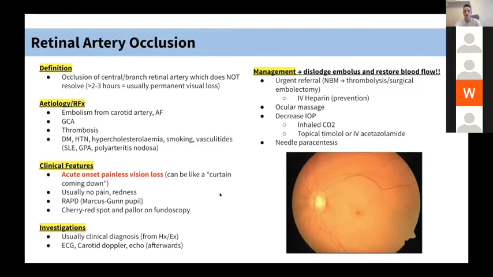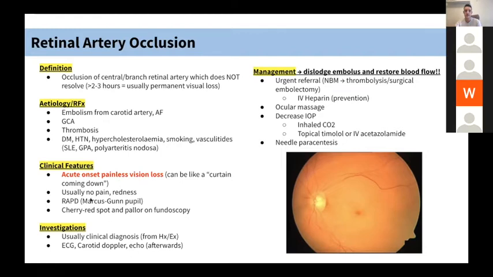You might also hear this typical story of a curtain coming down. The curtain coming down can be for a retinal artery occlusion, a retinal vein occlusion, and also another condition called amaurosis fugax, which again, I'll go through, but it's pretty much the same thing, except it does go away. So again, usually no pain or redness, it's just that painless visual loss.